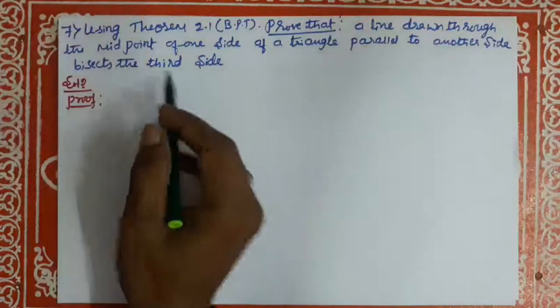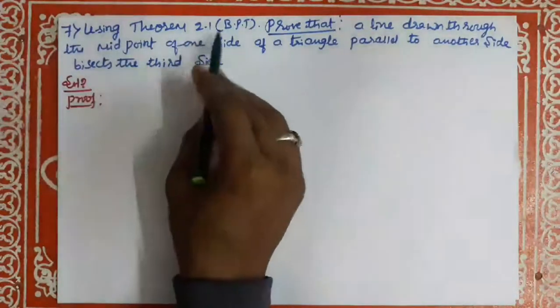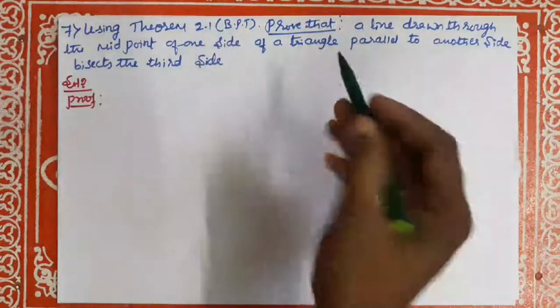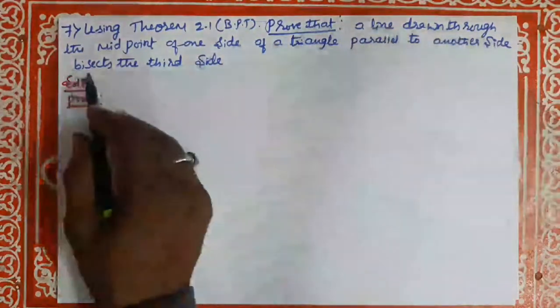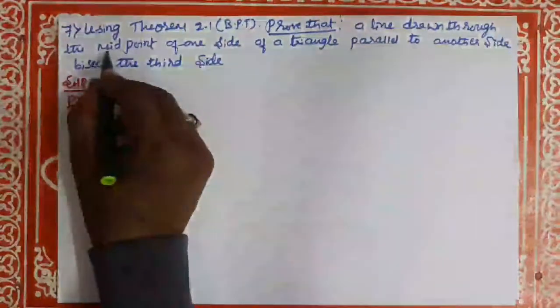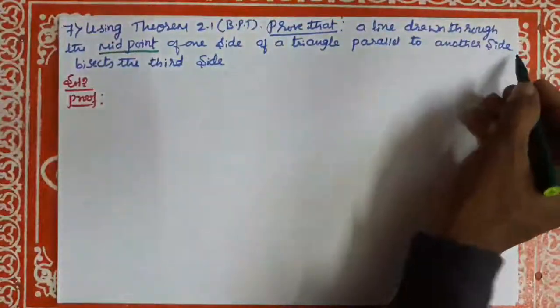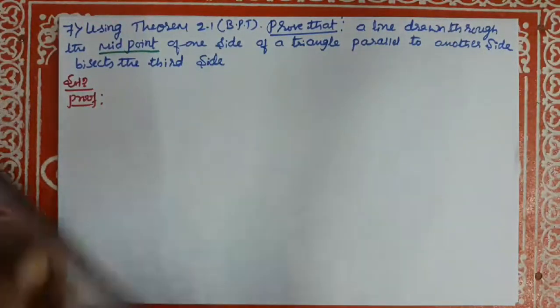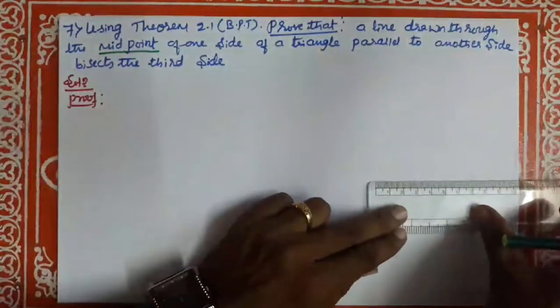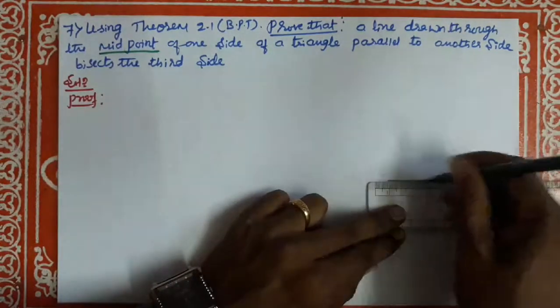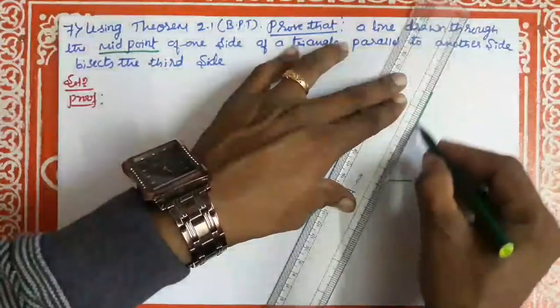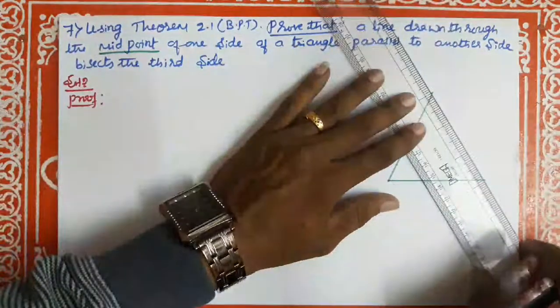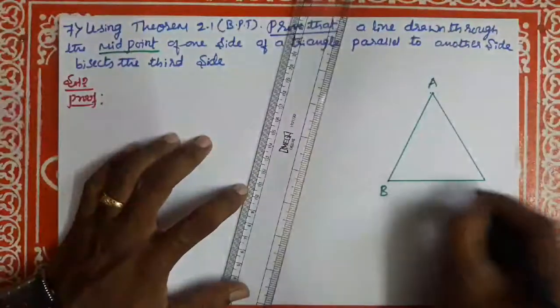Dear students, now we have to discuss something. Using theorem 2.1, that is the basic proportionality theorem or Thales theorem, prove that a line drawn through the midpoint of one side of a triangle parallel to another side bisects the third side. Okay, dear students, consider the given figure. I will draw a triangle. Triangle ABC.